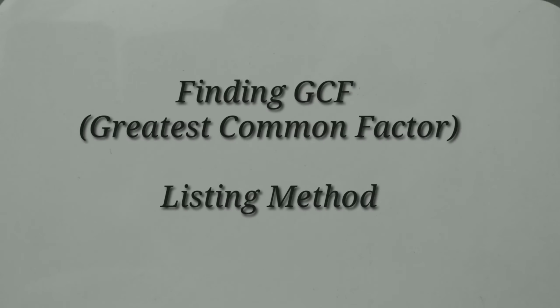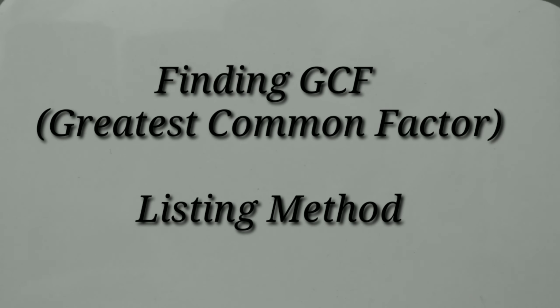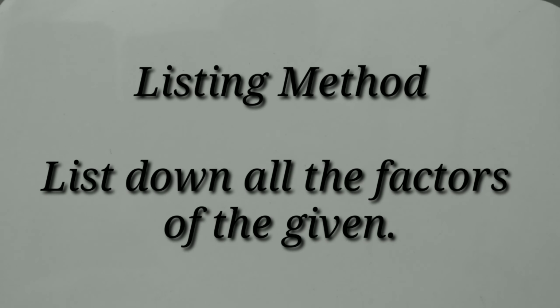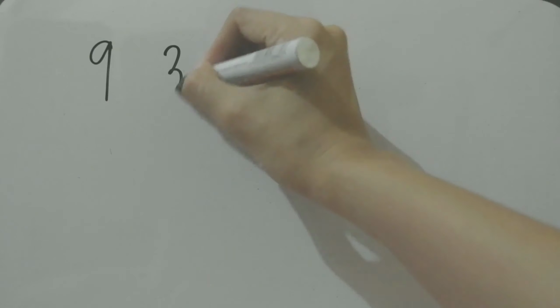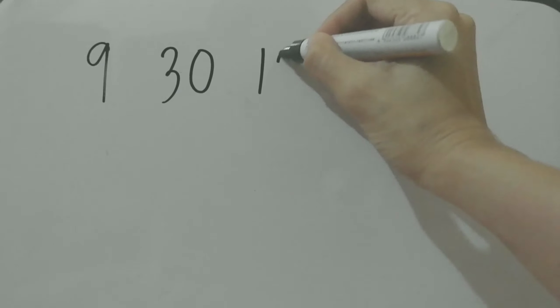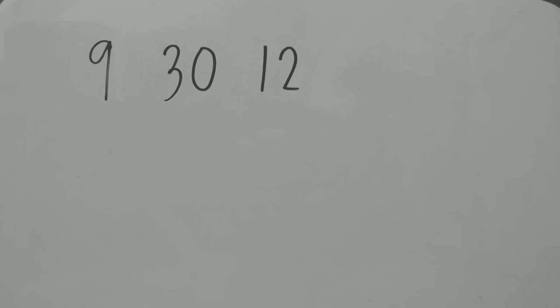Okay, so first we are going to discuss finding GCF using the listing method. As the title of the method itself says, we are going to list down the factors of our given numbers. Let's start with 9, 30, and 12. So we are going to find the GCF of 9, 30, and 12 using the listing method.